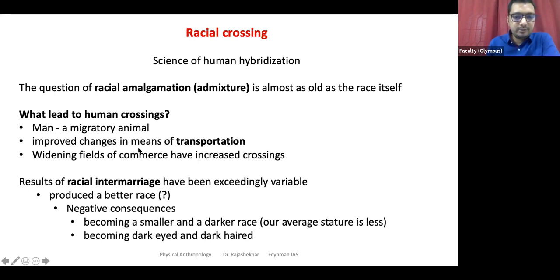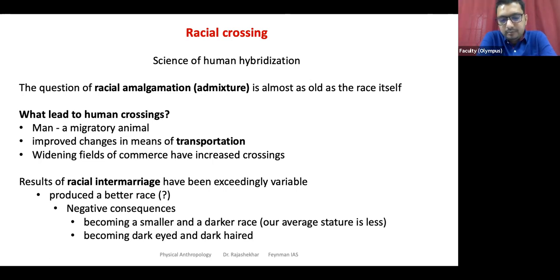Second, transportation. We have more connectivity. For education, we travel. For leisure, we travel. For business, we travel. So transportation, there's more connectivity, improved changes in transportation. And commerce, businesses, trade. We can also add travel here, right?